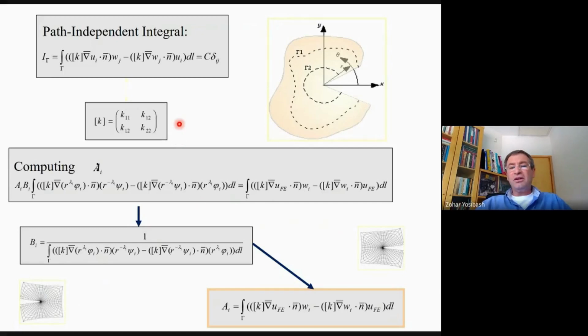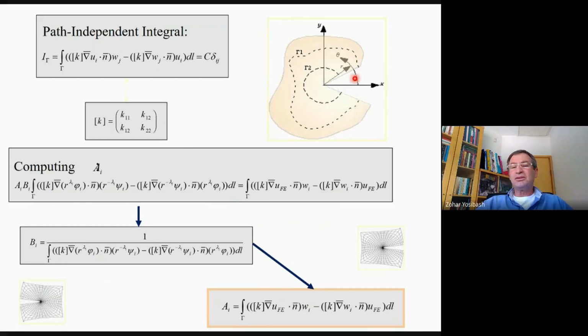So first of all, let me introduce a path-independent integral, which is a very important integral, because we want to use it not very close to the singular point, because usually we don't have an analytic solution. We solve the problem by finite elements. And we know that the finite element solution in the vicinity of this vertex, or tip, is of very low accuracy. So we want to use the finite element solution as far away as possible from this vertex.